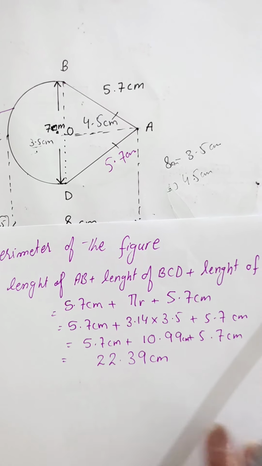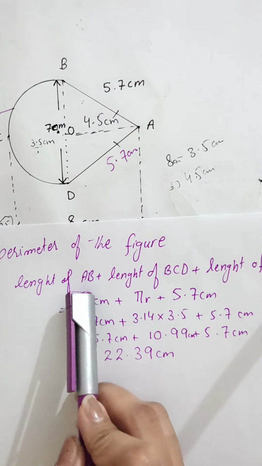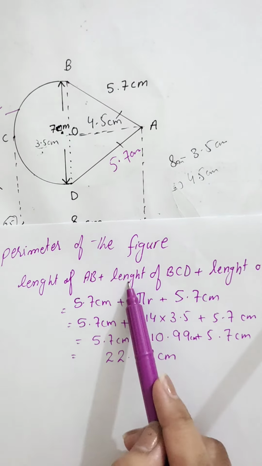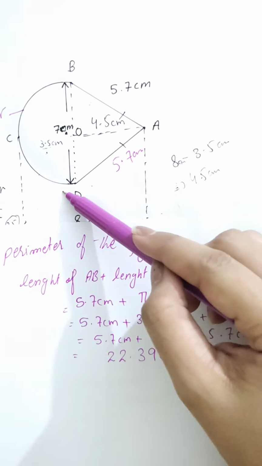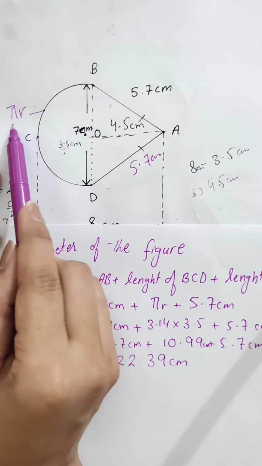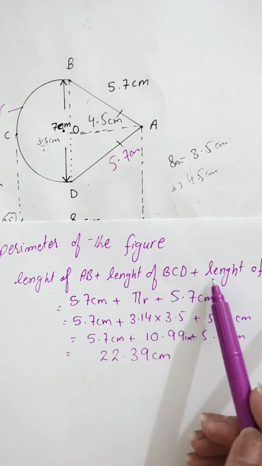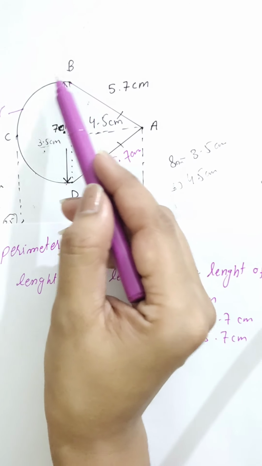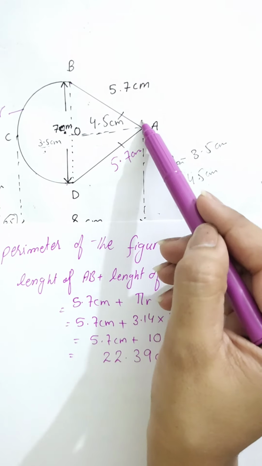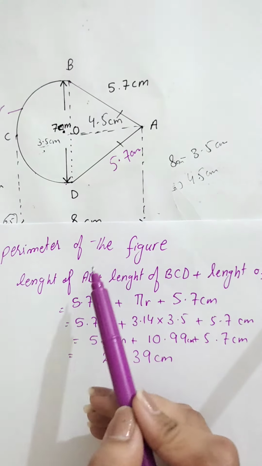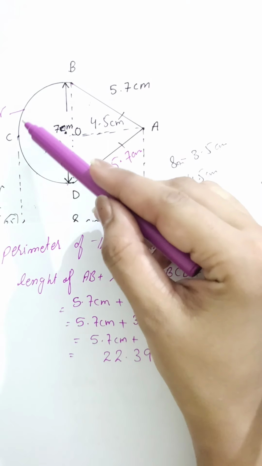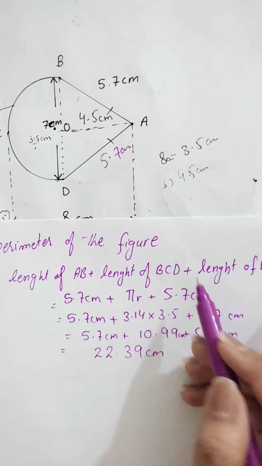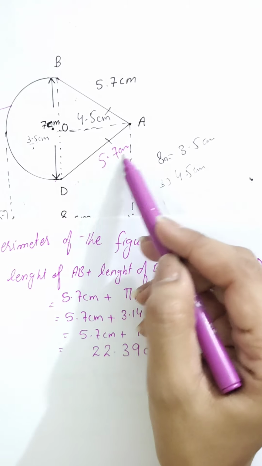Now the perimeter of the figure is length of AB plus length of BCD, which we have found out by using the formula pi r, plus length of DA. So the length of AB is 5.7. The length of BCD, actually it is the circumference of the semicircle. Put the formula pi r plus 5.7 again, because DA is also 5.7 centimeters.